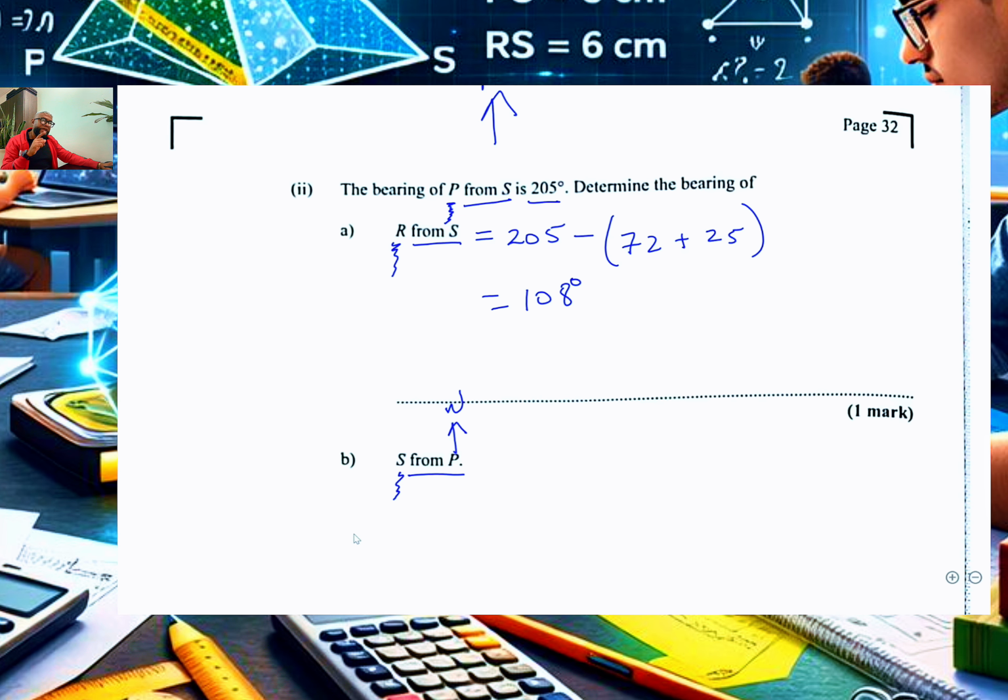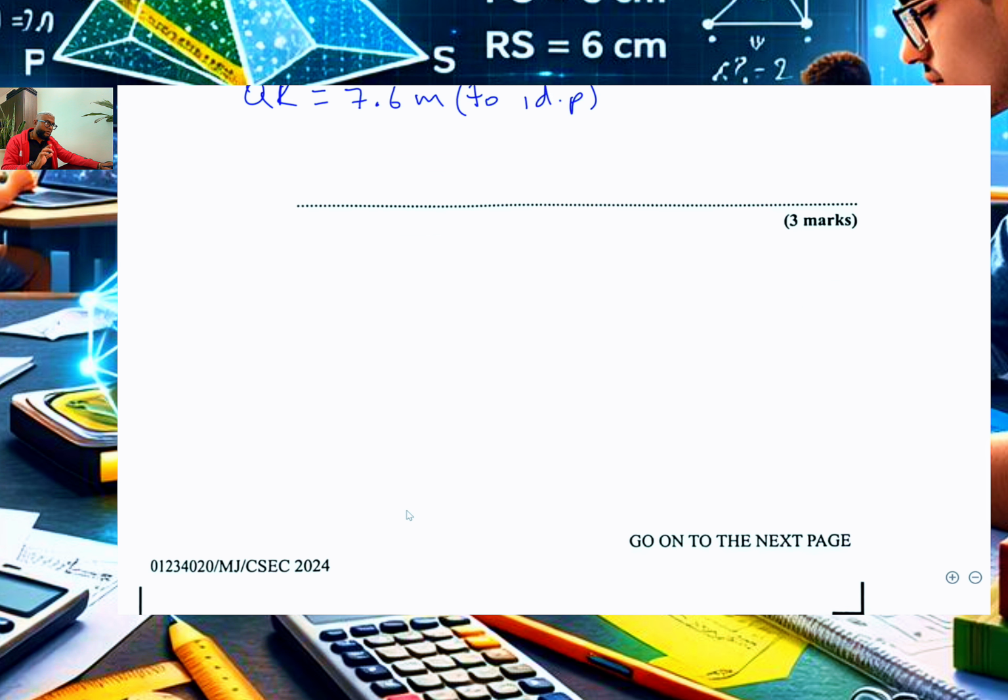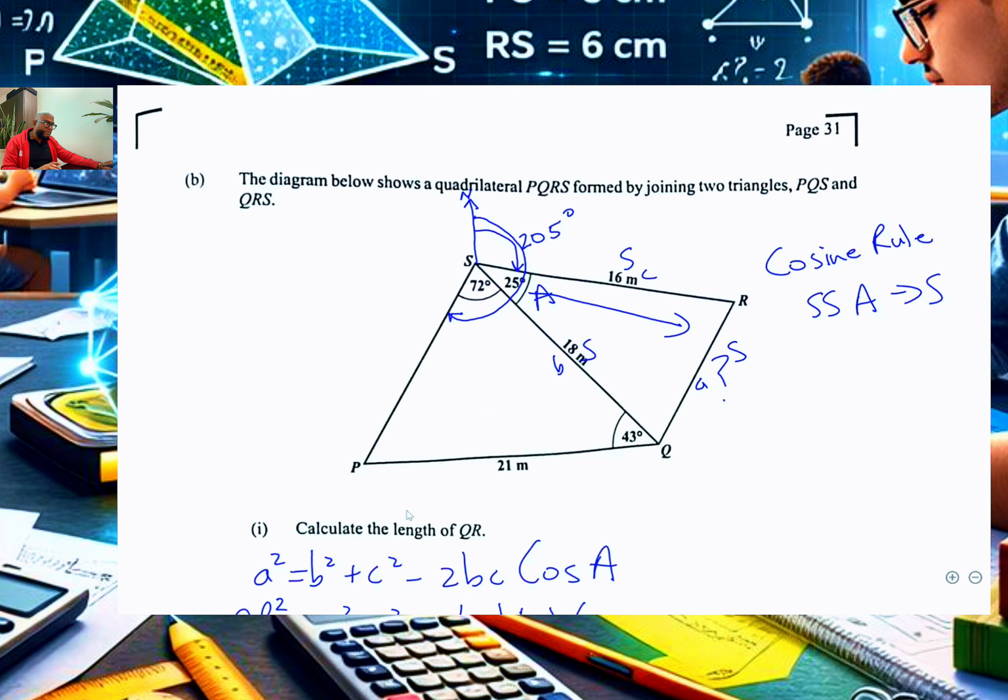So we want the bearing of S from P. Where we are coming from is the most important thing. So that's where we draw our north line, right? We're coming from P. Where is P, right? P is down here. You need to get this up here. Very good, Kyle. So you're getting this angle up here.